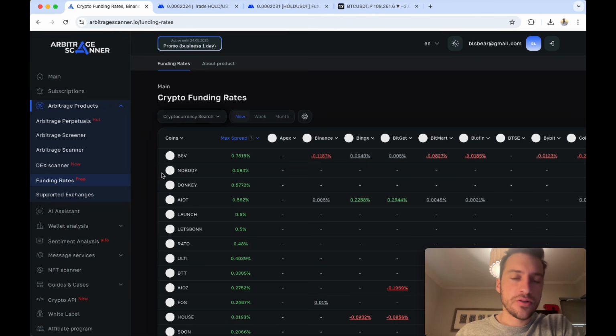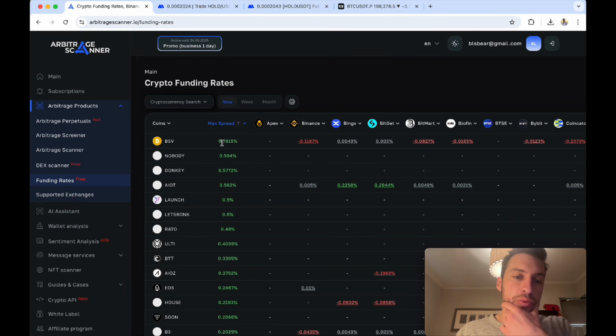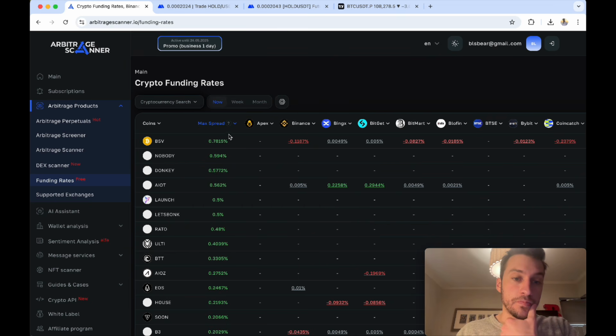All right, funding rates. This is another feature that they offer. As you can see, max spread is essentially going to say what is the difference between the most negative and the most positive funding rate here? How much can we make? So as you can see, there is one with a 78 basis point spread.